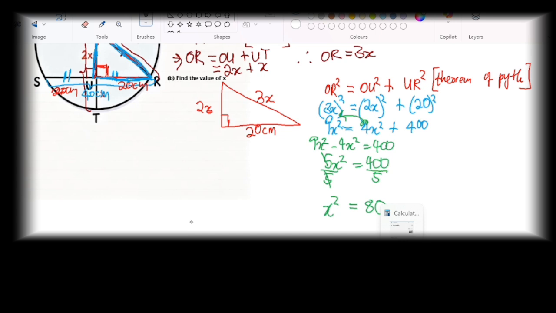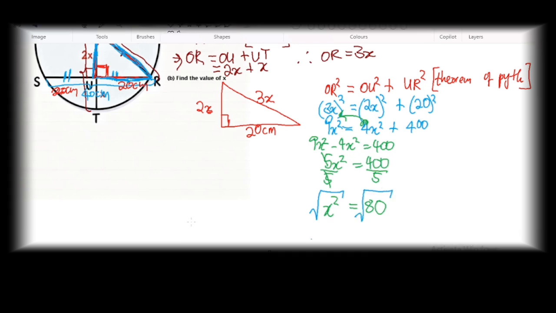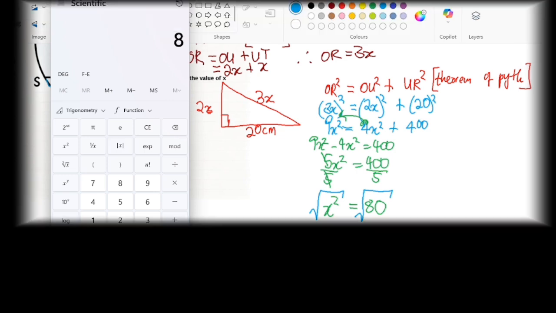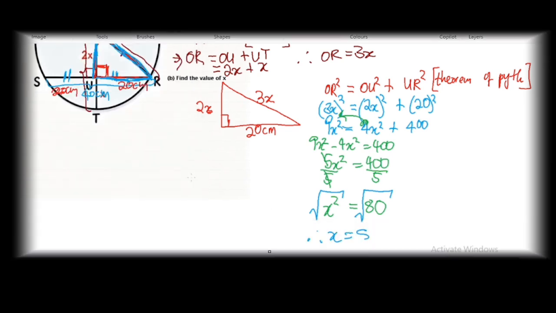And then, since we want x, we'll put a square root on both sides. Therefore, x will be equals to, we'll punch our calculator looking for a square root of 80. So now we'll say 80 into the square root, giving us 8.944. So a root of 80 will give us 8.944.